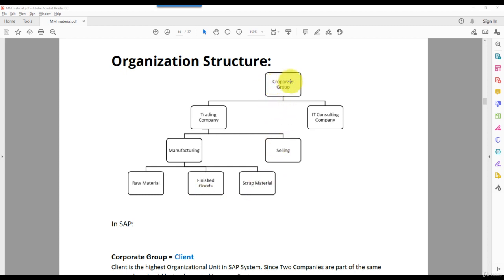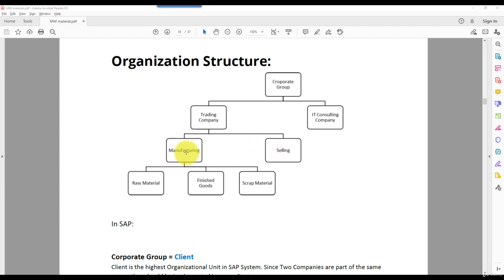Here I have one corporate group. Under this corporate group, I have two companies. One is called trading company. Another one is called IT consulting company. Under this trading company, I have two departments. One is the manufacturing department, second one is selling. Both are located at different places.